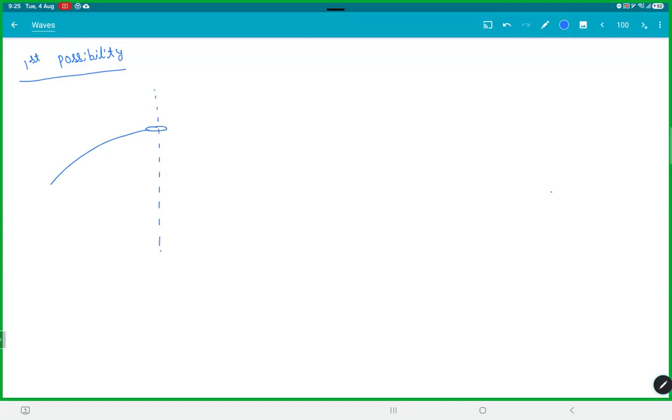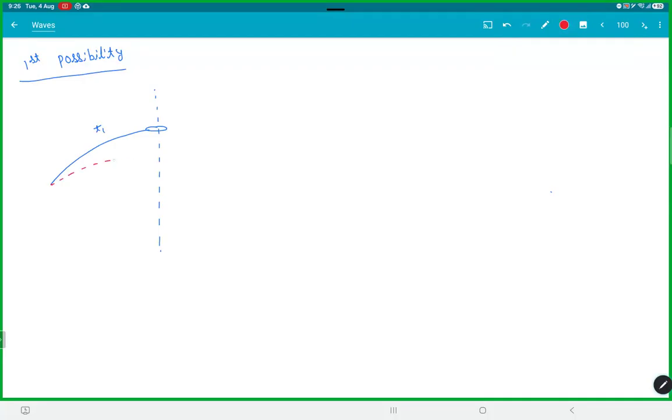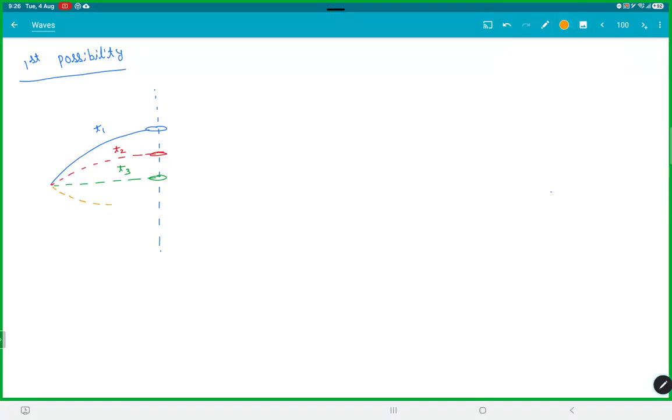Again, what is the meaning of this? Remember, these are different positions of the string. This is T1. Next moment, you become like this. The string becomes like this. This is T2. After some time, the string becomes flat here, T3. After some time, it starts going down. This is T4. And then eventually, you'll come to the other extreme position, T5.